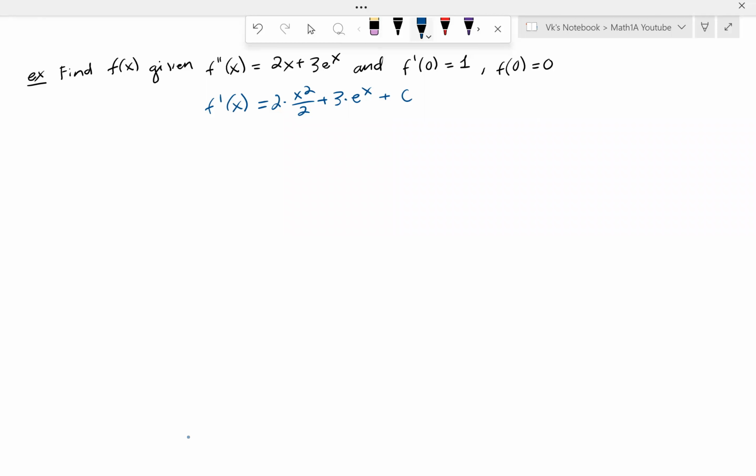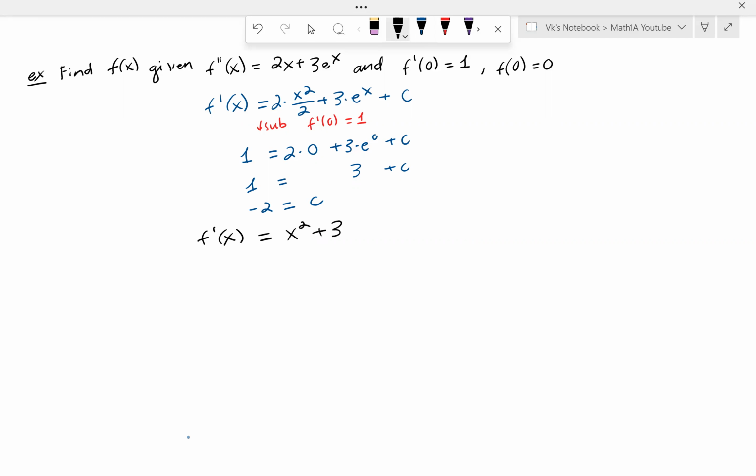From there, we do the substitution to solve for C. Sub f prime of 0 equal to 1. So 1 is equal to 2 times 0 plus 3 times e to the power 0 plus C, where we have 1 is equal to 3 plus C. C is negative 2. From here, we see that f prime of x is x squared plus 3e to the x minus 2.